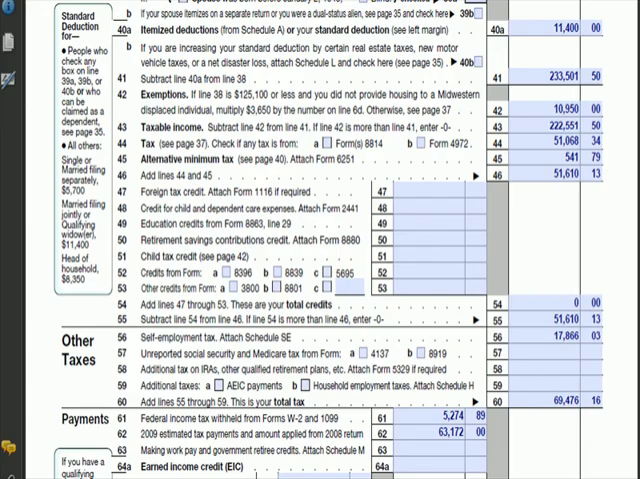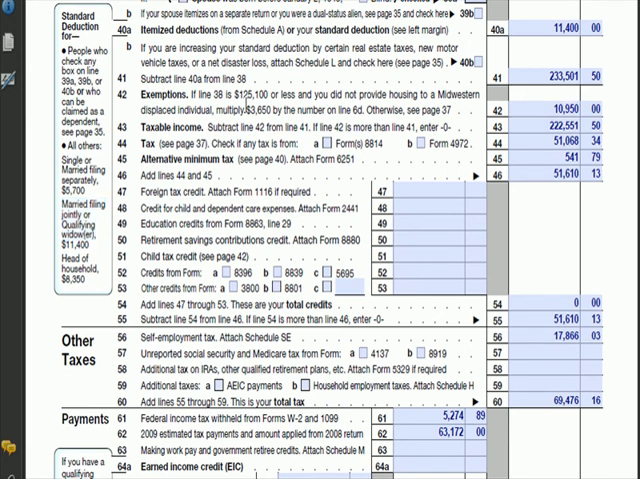Here's page 2 as it actually appears in the tax return. We have the adjusted gross income at the top, the $245,000 roughly. This taxpayer, because of their income level and limited deductions, takes the standard deduction because that turns out to be higher than the itemized deductions. You can see that married filing jointly happens to be $11,400 in 2009.